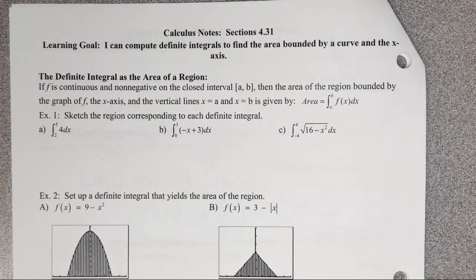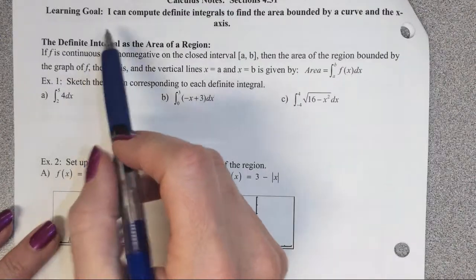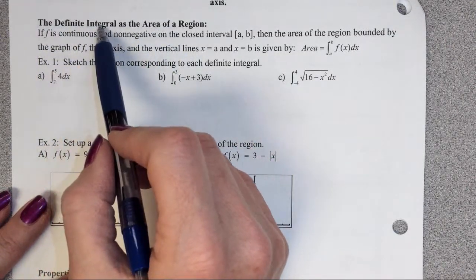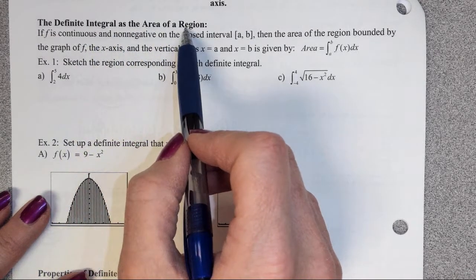Right, guys, so we're going to be looking at how to find the area under a curve. That's what integration does for us. It finds the area under the curve. So this first one, this definition here, it says the definite integral as the area of a region.